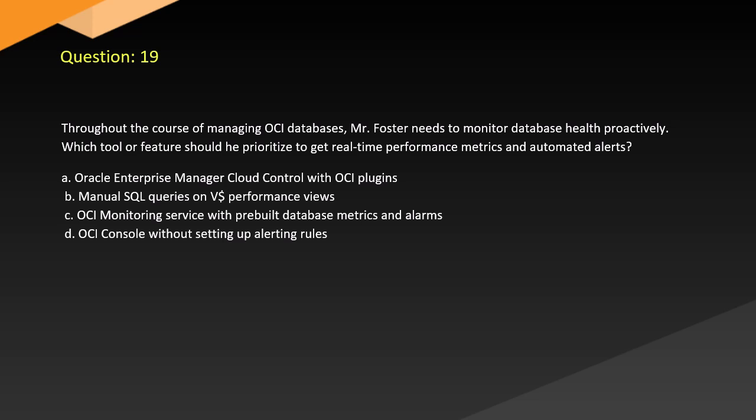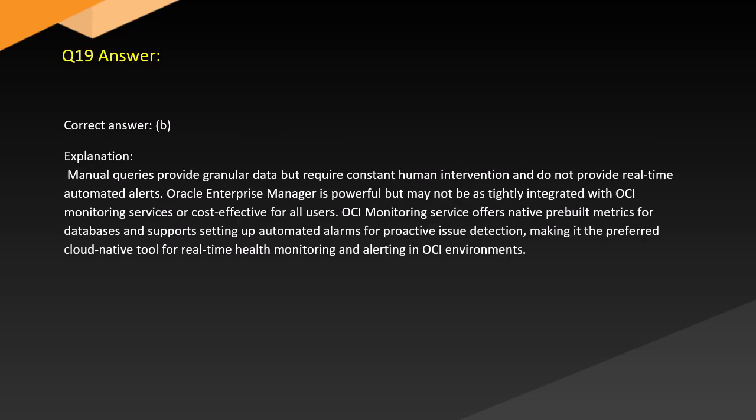C. OCI Monitoring service with pre-built database metrics and alarms. D. OCI console without setting up alerting rules. Answer. Correct answer. B. Explanation. Manual queries provide granular data but require constant human intervention and do not provide real-time automated alerts.